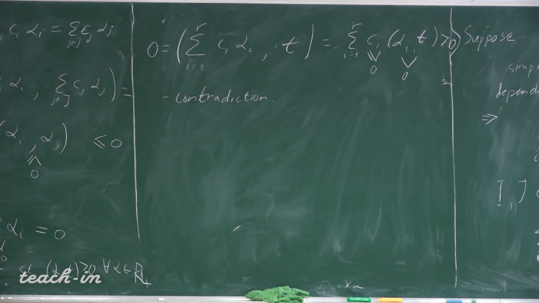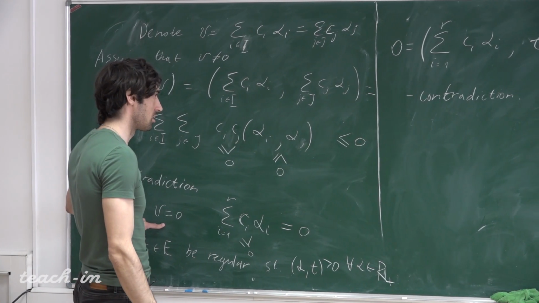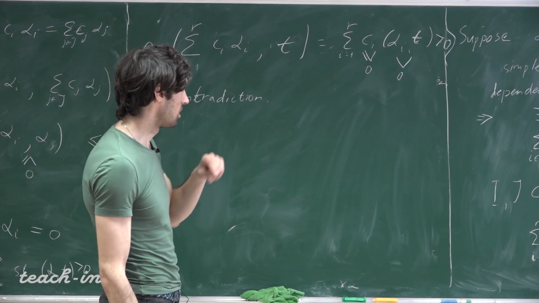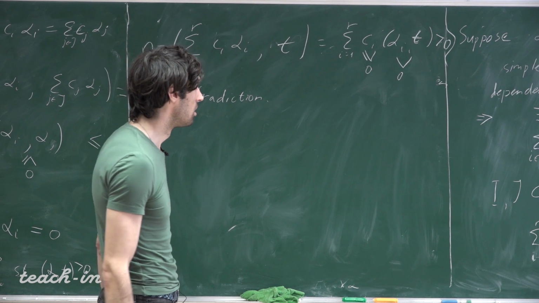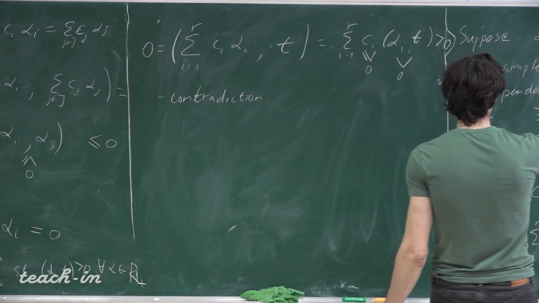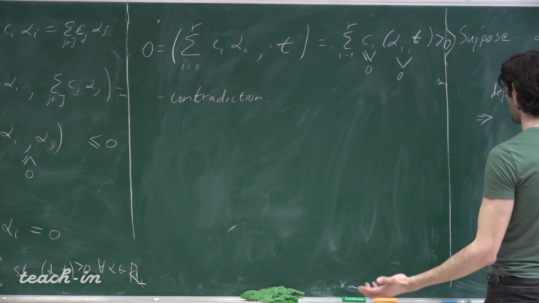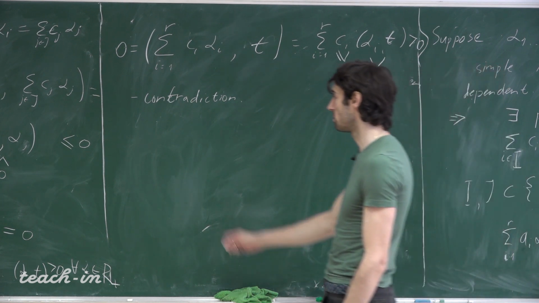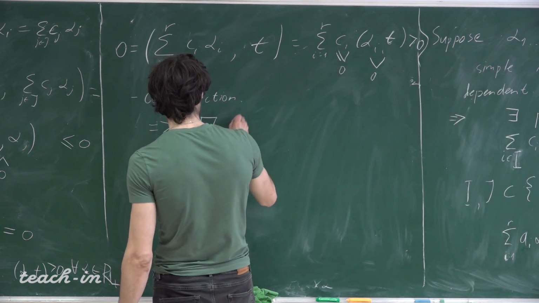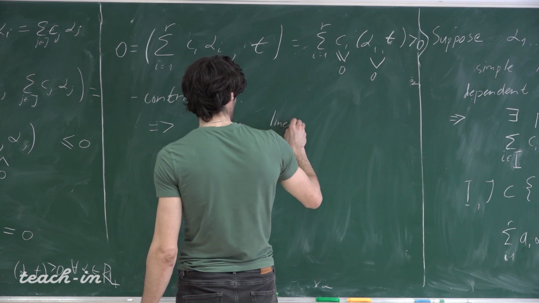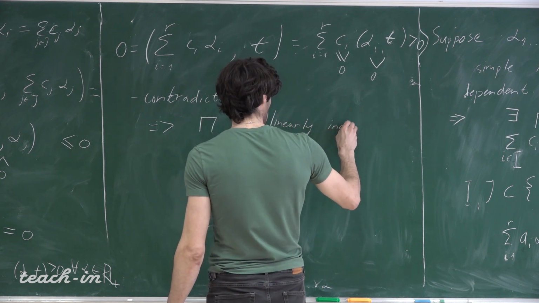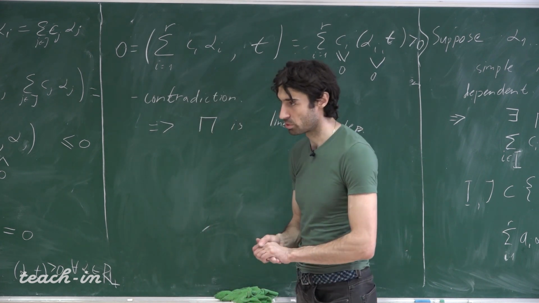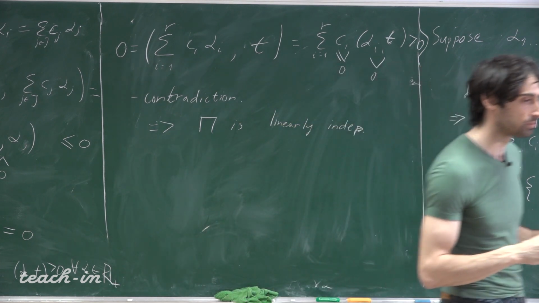So for both cases, v is not 0 and v equals 0, we get a contradiction. Therefore, our assumption that we have some set of distinct simple roots which are linearly dependent is not true. So by contradiction, Π is linearly independent. So we proved that Π is a basis.